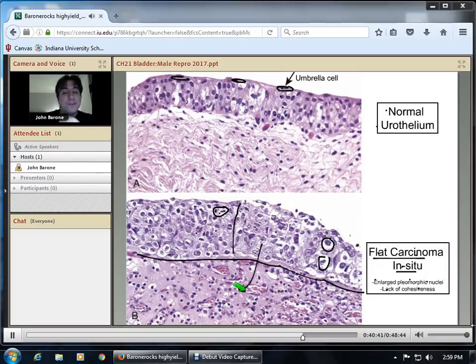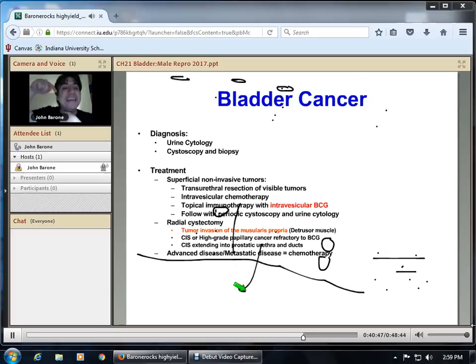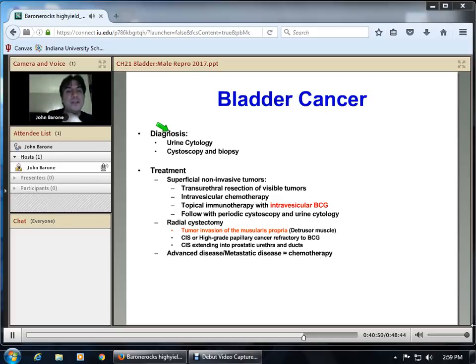Now, where it invades, same treatment. The only difference is when it invades into the muscle. That's when you change your therapy. All right, so we put it right here to make the diagnosis. Two things I want to do to see this tumor. I want to check the urine to look for abnormal atypical cells, and I want to do cystoscopy with biopsy. I want to look in, see those papillary lesions, biopsy them, some plaques, biopsy them. I want to see what's there.